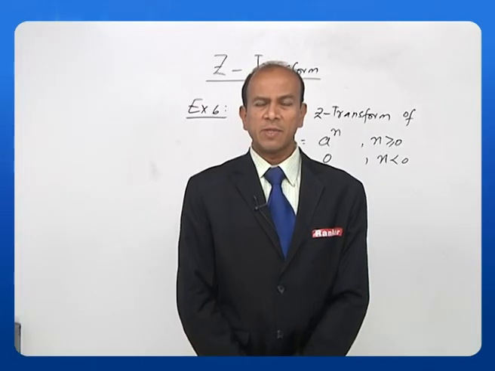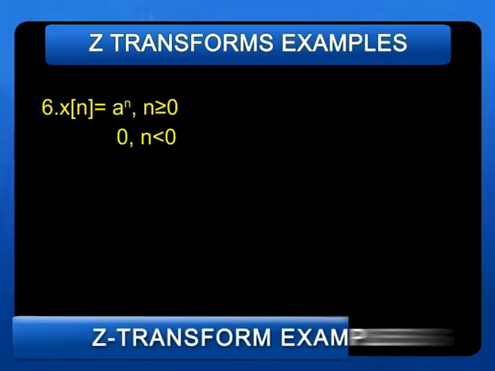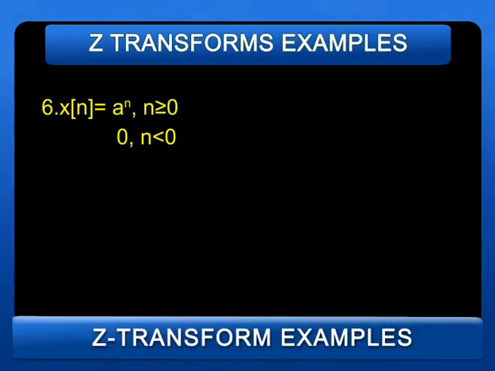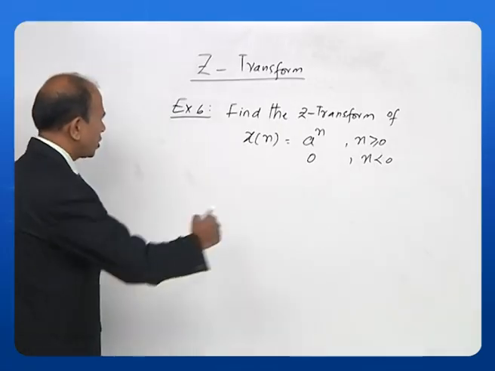Let us see example 6. Example 6 is we have to find the z transform for x of n is equal to a to the power of n for n greater than or equal to 0 and 0 for n less than 0. Okay, so, this is a single sided function. Let us find out the z transform for this. Let us see the solution for this.